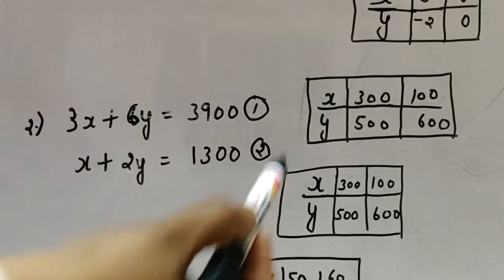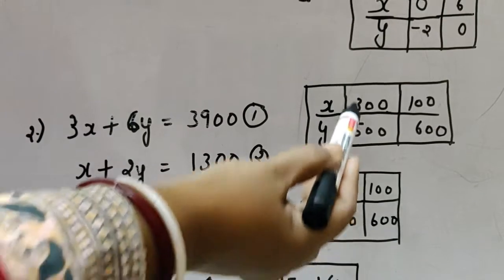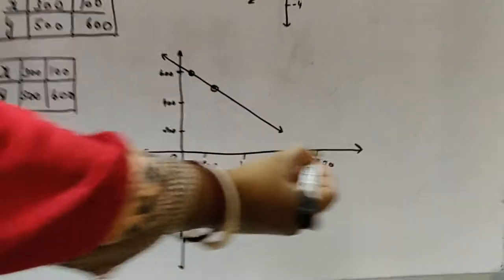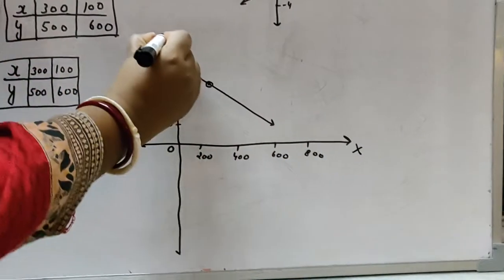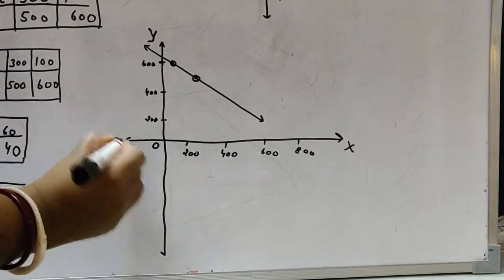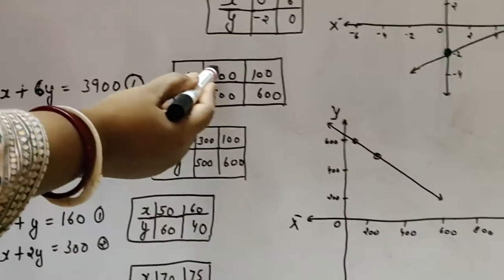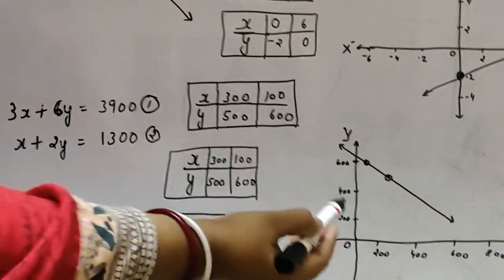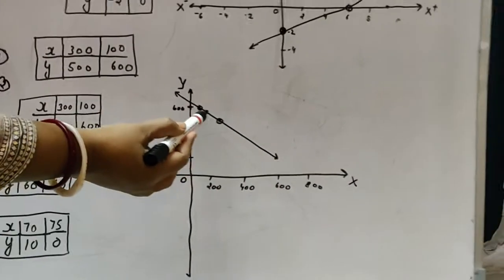Now again the same thing. For the first equation, plot the graph, 300 and 500. So you can label the graph properly. Here x-axis, here y-axis, 0, and the next negative this way, correct? The first point is x 300, y 500. So x is 300 somewhere and y is 500.